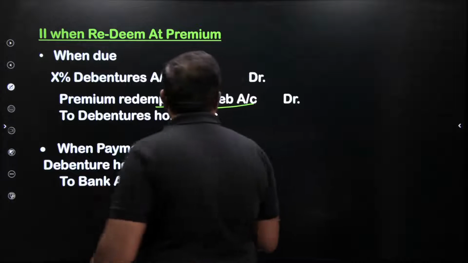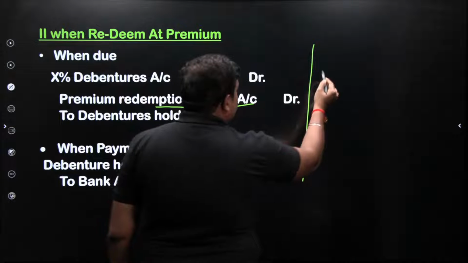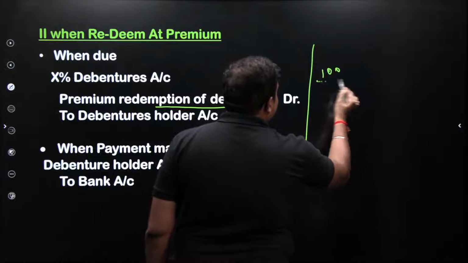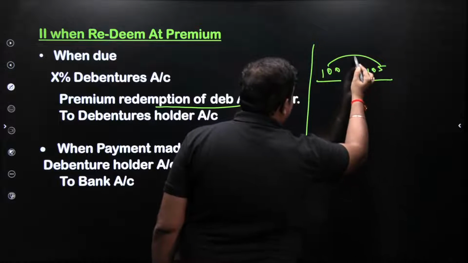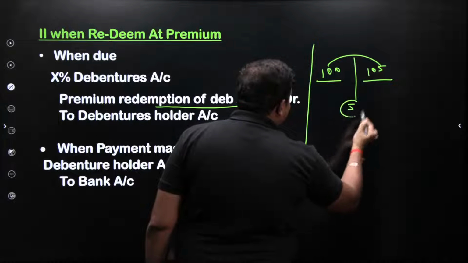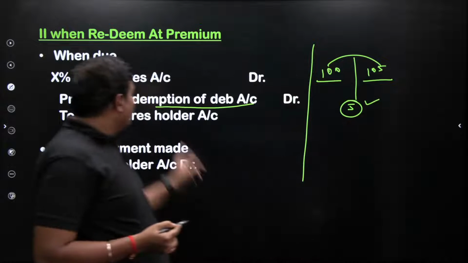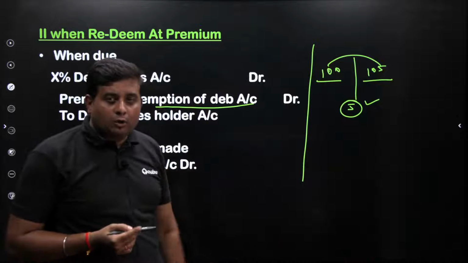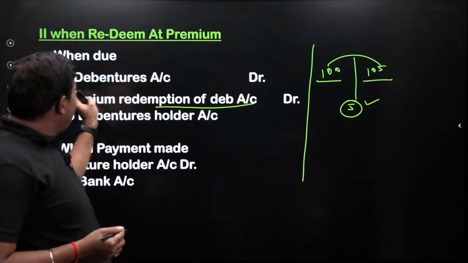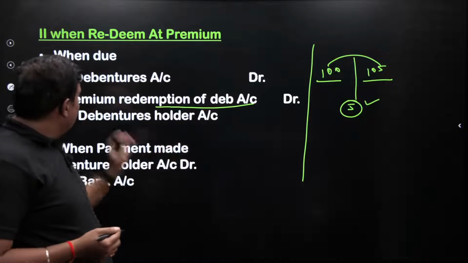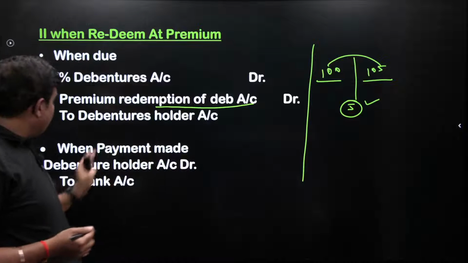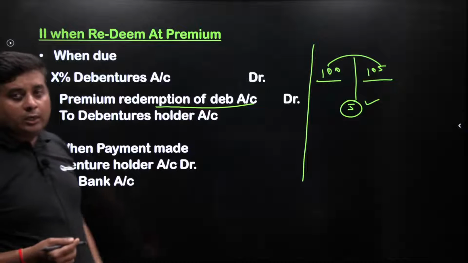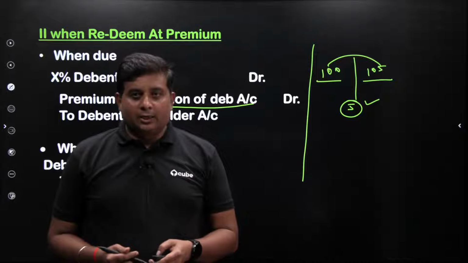What does it mean? It's really simple. Suppose we have taken a loan of say $100, and at the time of repayment, we need to pay back 105. So 5 rupees is additional payment, which is a capital loss for the organization. So the entry should be X% debentures account debit, premium on redemption of debentures account debit to debenture holder. And at the time of repayment, the entry should be debenture holder account debit to bank account.